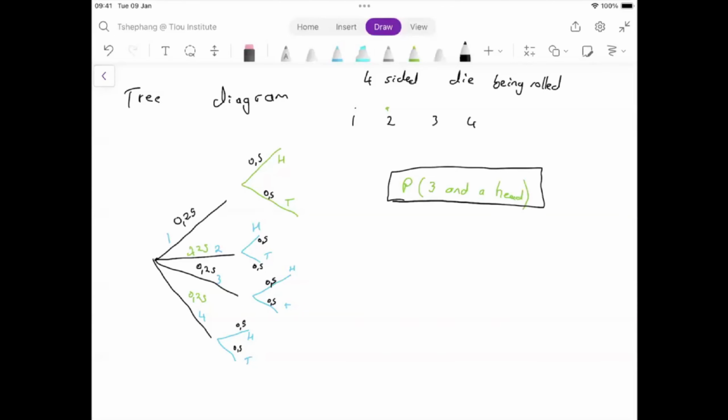Now, how are we getting the 1/8? I'm also getting 1/8 on my side. What is the probability of getting a 3? It's going to be 0.25. What is the probability of getting a head? It's going to be 0.5. And that's how you get the 1/8 or 0.125.